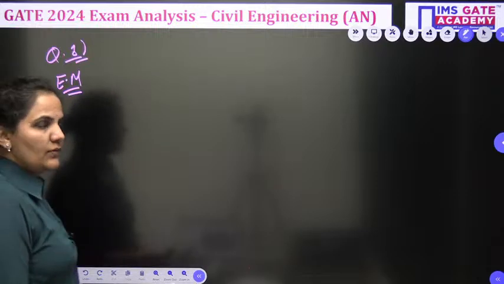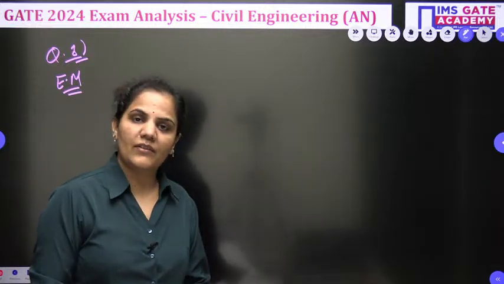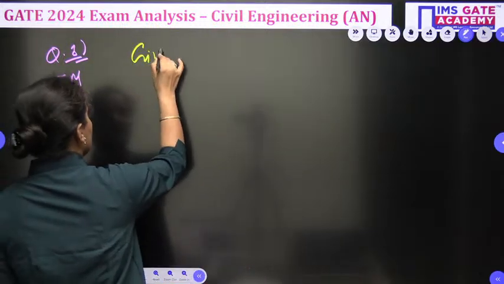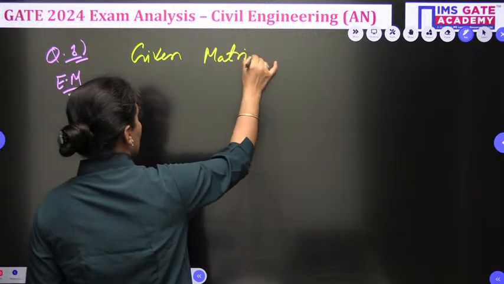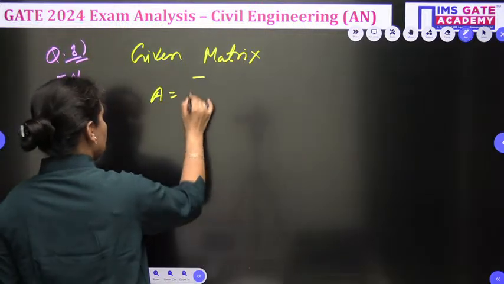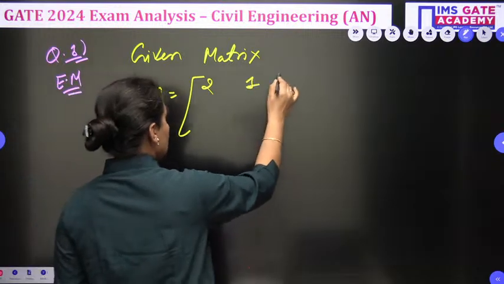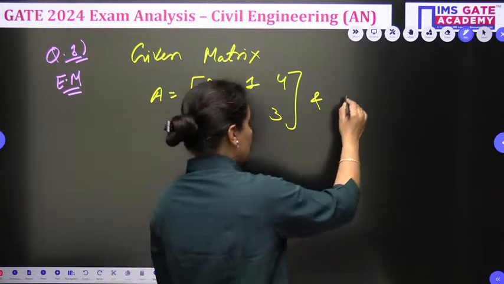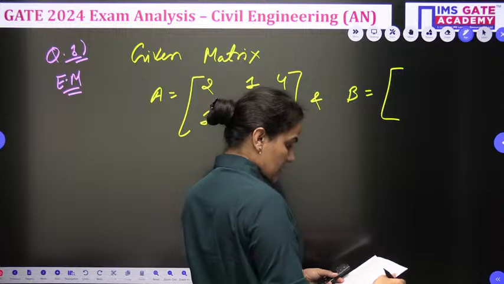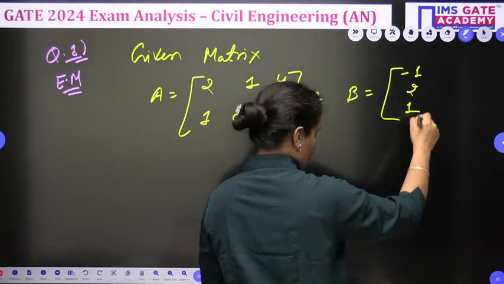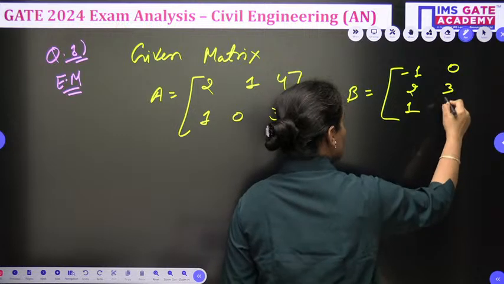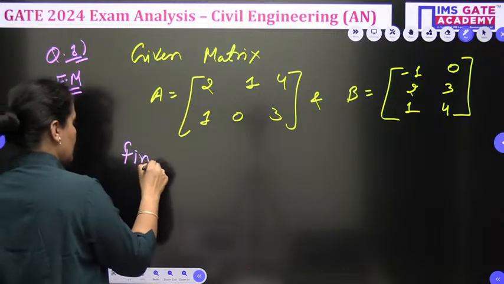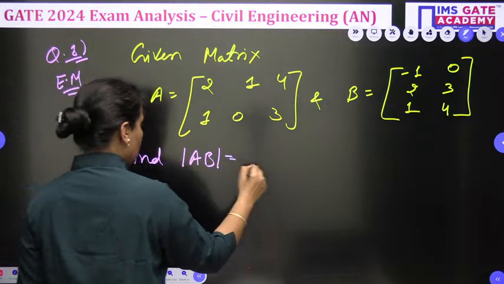So when we come to engineering mathematics, one very simple question we have is from linear algebra, that is finding the determinant. Given the matrix, we have a matrix A which is 2, 1, 4, 1, 0 and 3. The next matrix B is -1, 2 and 1, then 0, 3 and 4. Okay, so we need to find the determinant of AB.